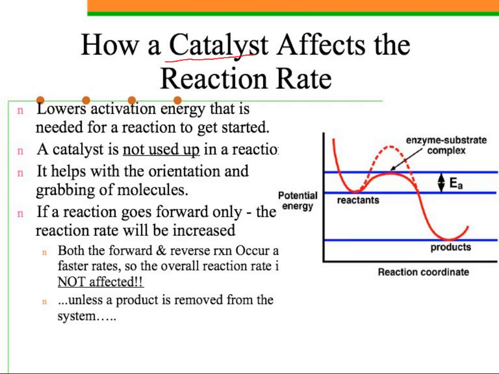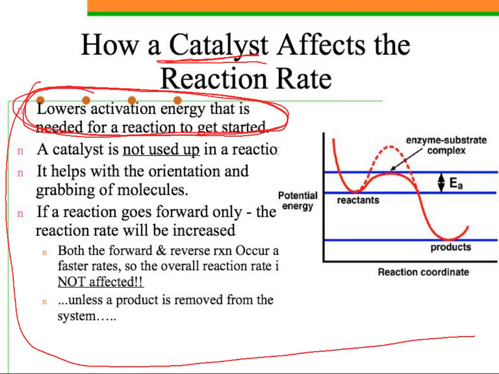Last, we've got a catalyst. How a catalyst affects the reaction rate is by lowering the activation energy needed for a reaction to get started. For this slide, you need to write down this whole thing, including the graph, because the graph describes what we mean by lowering the activation energy.